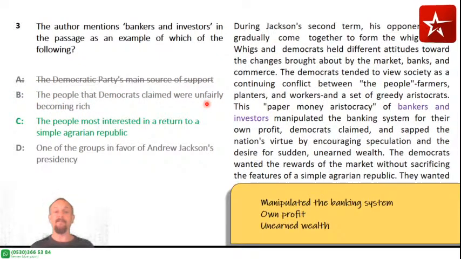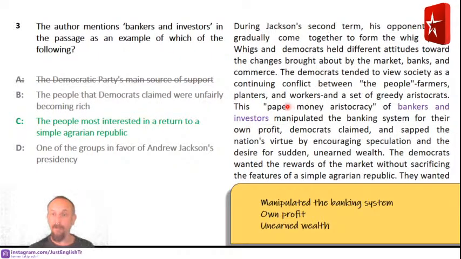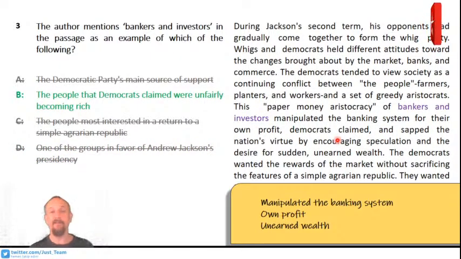The people most interested in a return to a simple agrarian republic. Again, agrarian becomes a key word. We go back to that information and we have no mention of farmers or agrarian societies in any shape or form. Again, we can eliminate there. One of the groups in favor of Andrew Jackson's presidency. Well, Andrew Jackson's presidency, again, isn't really mentioned here. So we can eliminate D. You've all done very, very well. Excellent. Good work. And in a very short period of time as well. It was amazing. Okay, let's go to the next one then.